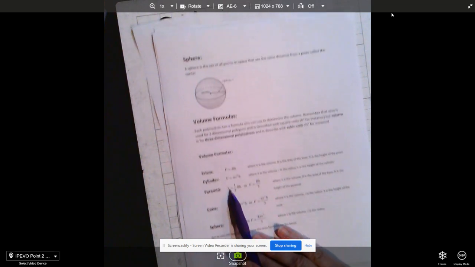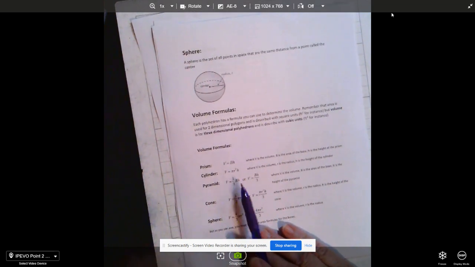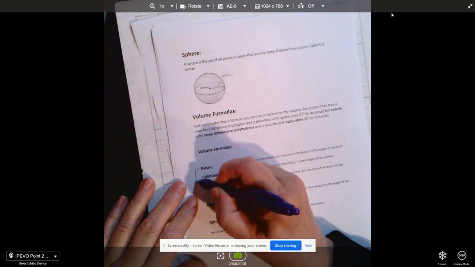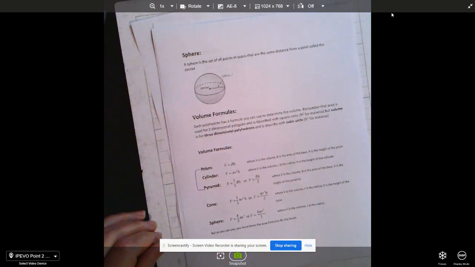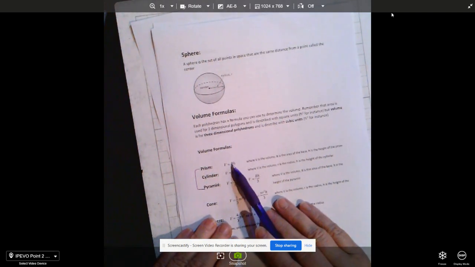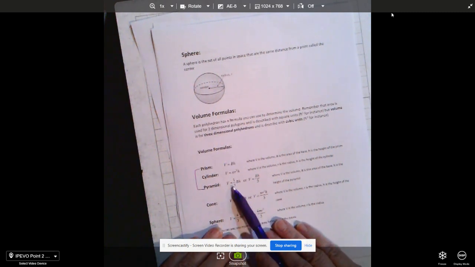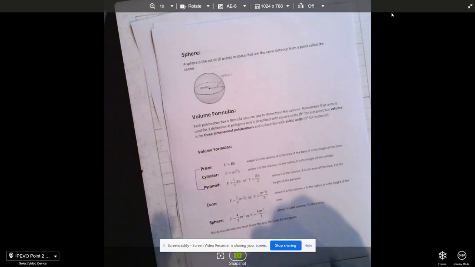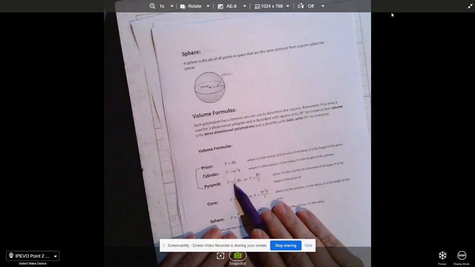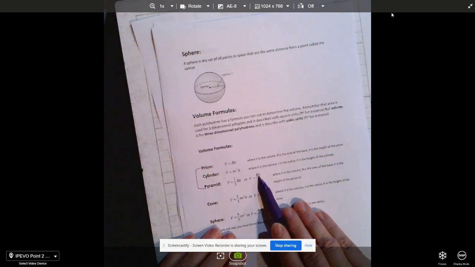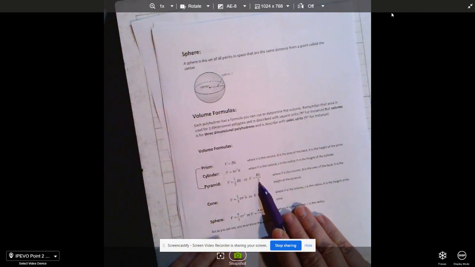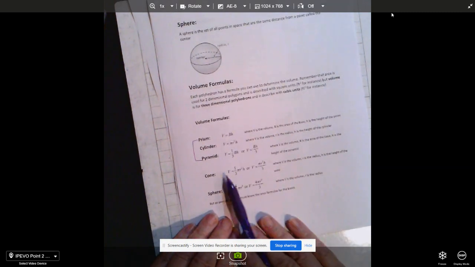A pyramid is 1/3 the base times the height. So the pyramid and a prism have some similarities because it's still area of the base times the height. But a pyramid is 1/3 of that, because it comes to a point, so obviously it's going to have less volume. You could either say 1/3 the area of the base times the height, or you can take the area of the base times the height and divide it by 3. And we'll do some examples.